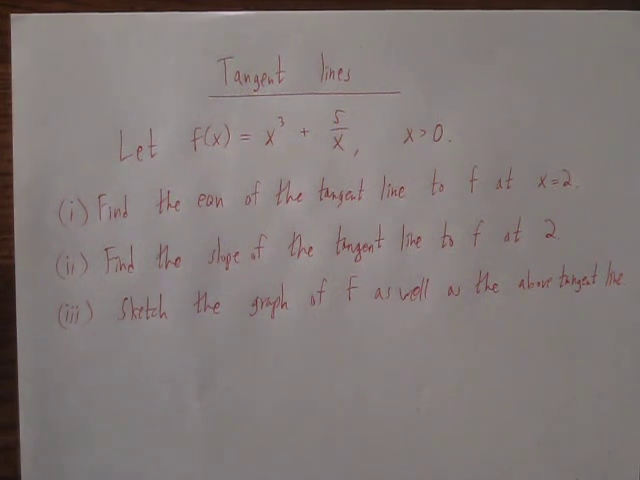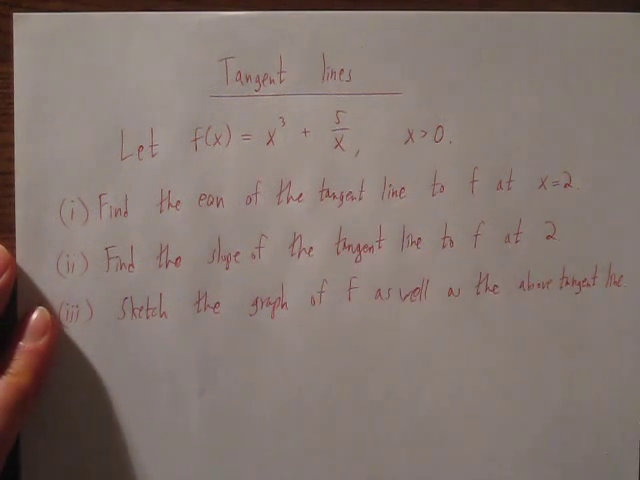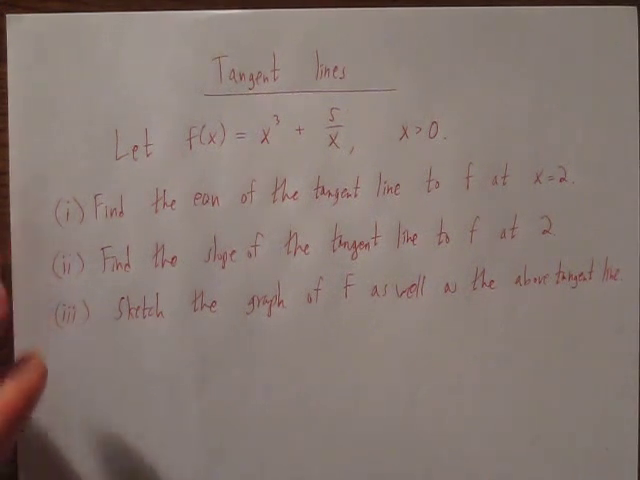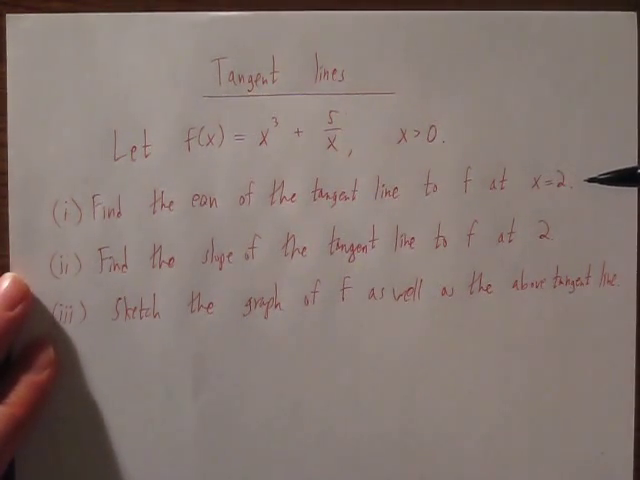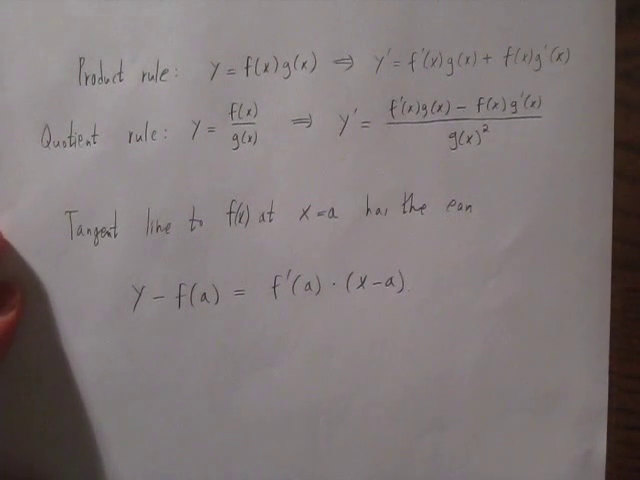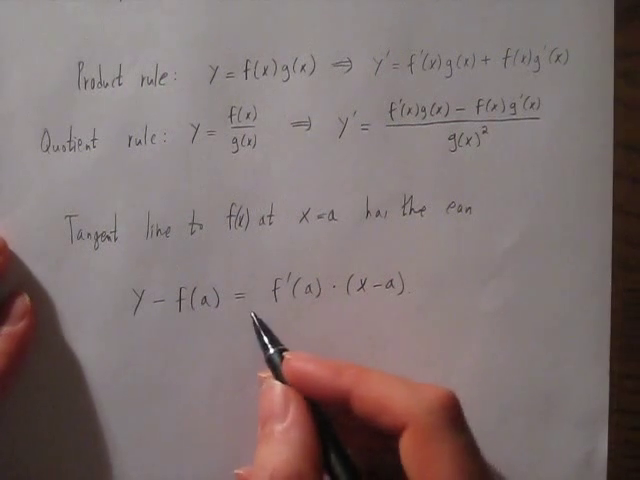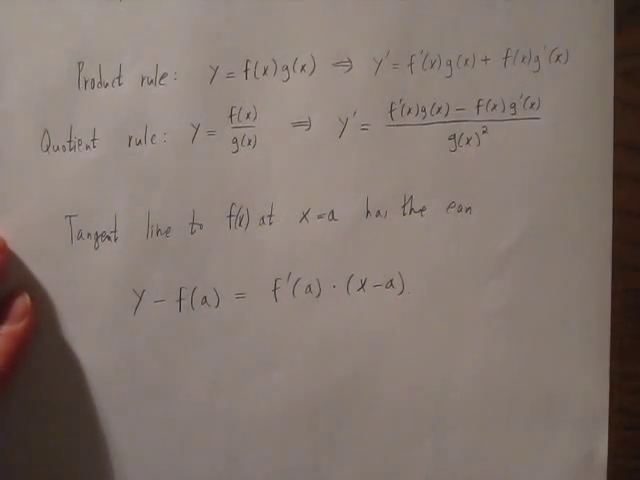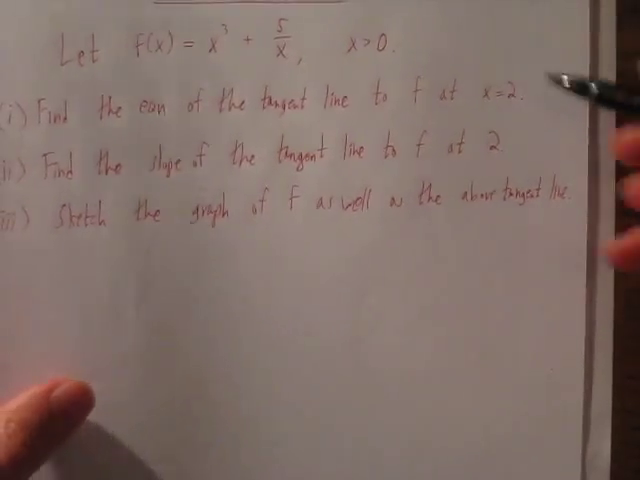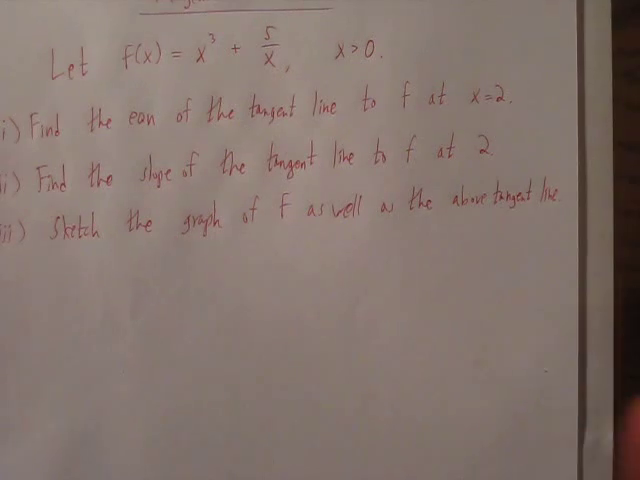Tangent lines. In this exercise, f(x) equals x cubed plus 5 over x, and the domain is the set of positive numbers. Find the equation of the tangent line to f at 2. At x is 2, so at 2. So we look at the formula for tangent lines, which you should know by heart, or it's in the booklet. Anyway, y minus the value of f at a equals the value of the derivative at a times x minus a. So for us, a is 2. That's what this means. We want the tangent line where x is 2, so a is 2.